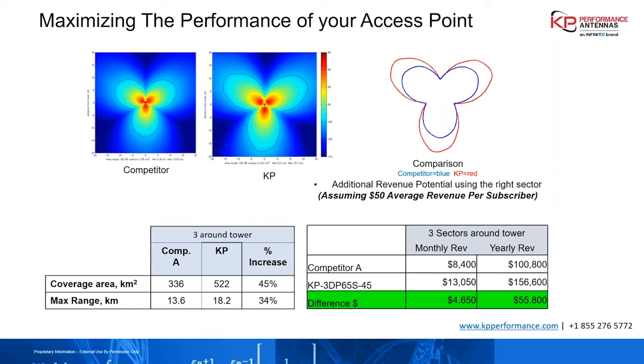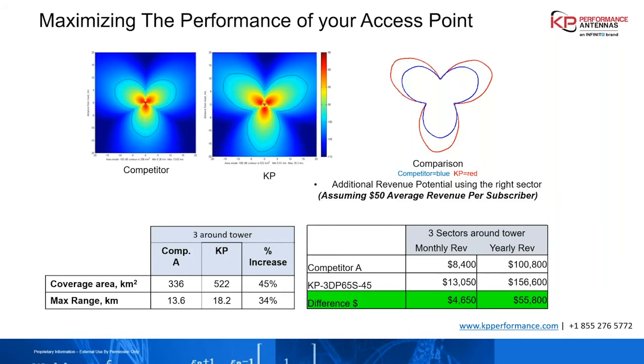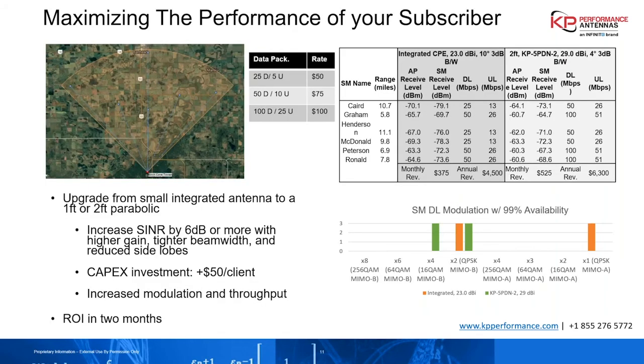So we see here that we're looking at the coverage zones between the competitor antenna and the KP antenna, and the KP antenna has a 45% increase in coverage zone. So you're going to pick up more subscribers, and we're assuming a very low density of subscribers. We're still able to show a big difference in our monthly revenue return and yearly revenue return, which is going to more than justify and offset your increased capex costs for buying a higher performance antenna. So you can see here that the higher gain is very key here on the access point side to get good signal strength and good return.